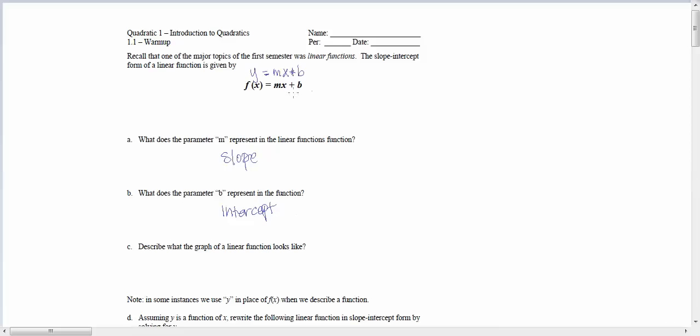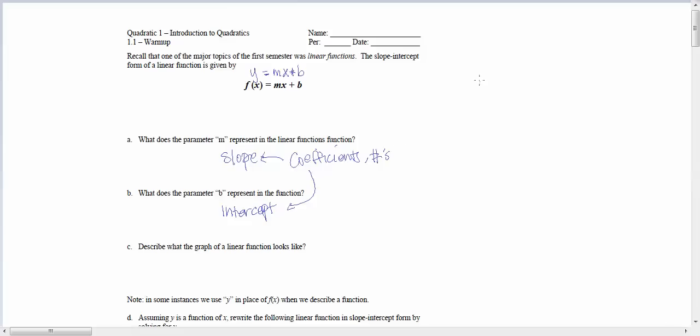Now, the slope and the intercept, these are called coefficients. They're both coefficients. They are straight up just numbers. Now, I know that m doesn't look like a number and b doesn't look like a number as well, but what I mean by that is m and b represent numbers, whereas x does not represent a number. It represents the variable that we are dealing with.